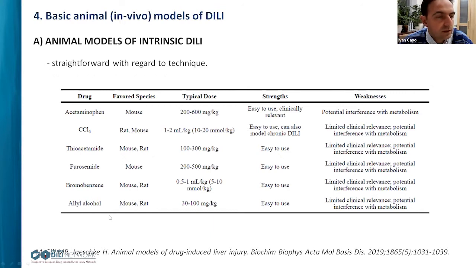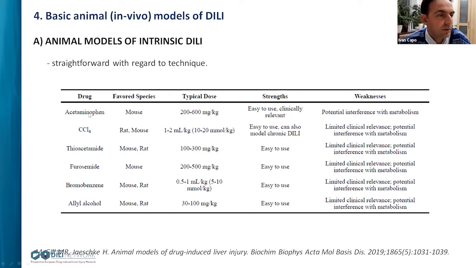So this is the list of the most important, or most frequent, animal models, which are of the intrinsic type. And if we look here, we can see the technique is relatively simple. We just give the animals some drugs, and we can expect that these drugs cause damage to the liver. These two, first the drugs and second the toxins, are most used in laboratories.